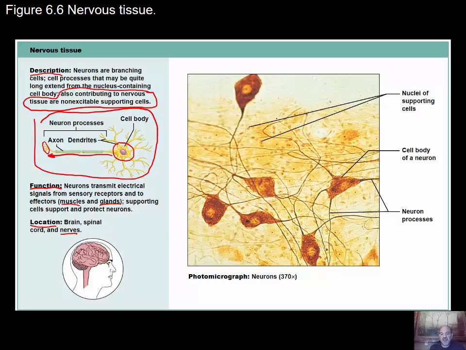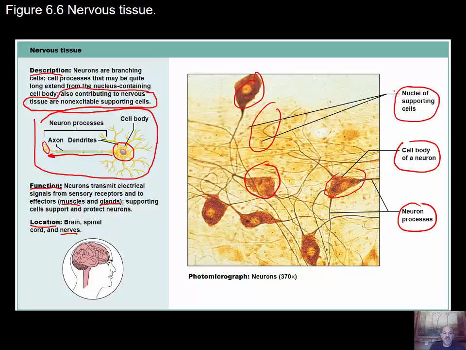And over here you can see the micrograph. It shows several neurons. And you can see the main cell body of the neuron. So it's pointing at one right there, there's another one here, and another. And then you see the processes of the neuron, the dendrites and the axons. And then throughout where all of these neurons occur, you see the supporting cells, the neuroglia, that are there.